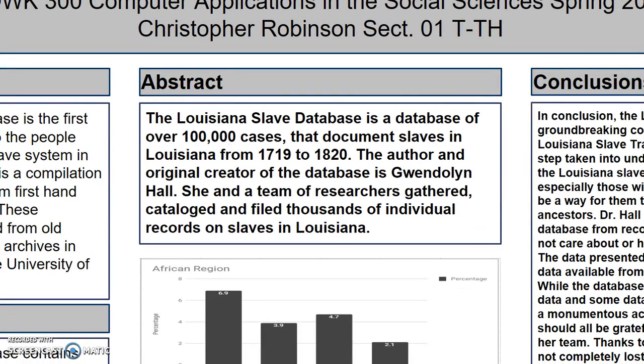The abstract. This poster represents my interpretations about a sample of the Louisiana Slave Database. The database contains over 100,000 cases that document varied attributes regarding the African slaves in the Louisiana area. The primary creditor of the database is Gwendolyn Hall. Included in my poster are an introduction, a sample of the data available for use, charts of various variables that I used, results of the database, conclusions on the database, and a reference.